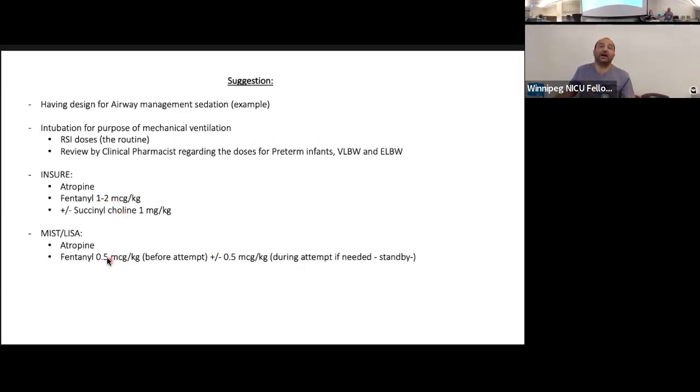For the MIST and LISA, I would go personally, and based on this survey, and even with the survey I ran during the mini simulation, all the people are agreeing with a small dose of fentanyl, and maybe with these kinds of steps: 0.5, another 0.5, just standing by.